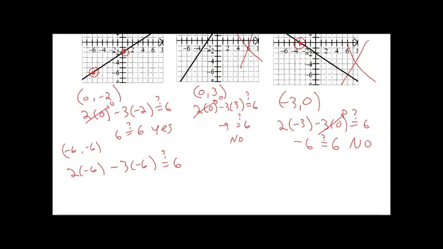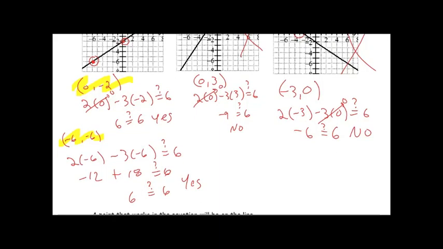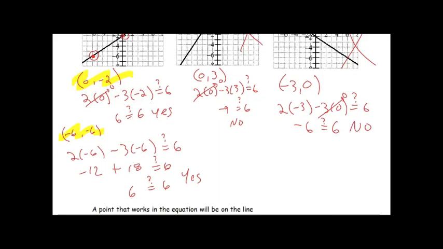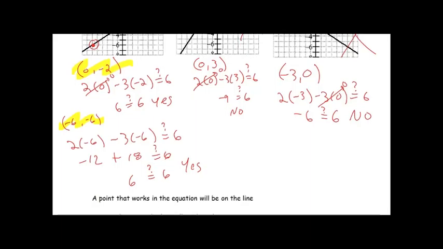And now let's do some math. So 2 times negative 6 is negative 12. Negative 3 times negative 6 is positive 18. Does that equal positive 6? Negative 12 plus 18 is positive 6. Does that equal 6? Yes. Okay, so we know that both of these points definitely work on this graph. So anyways, it's just another confirmation that we've chosen the right graph for the equation that was given.